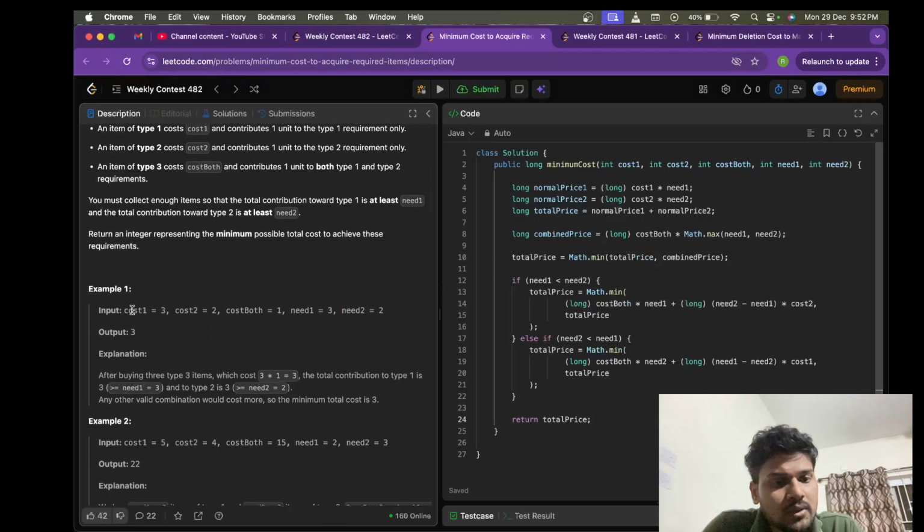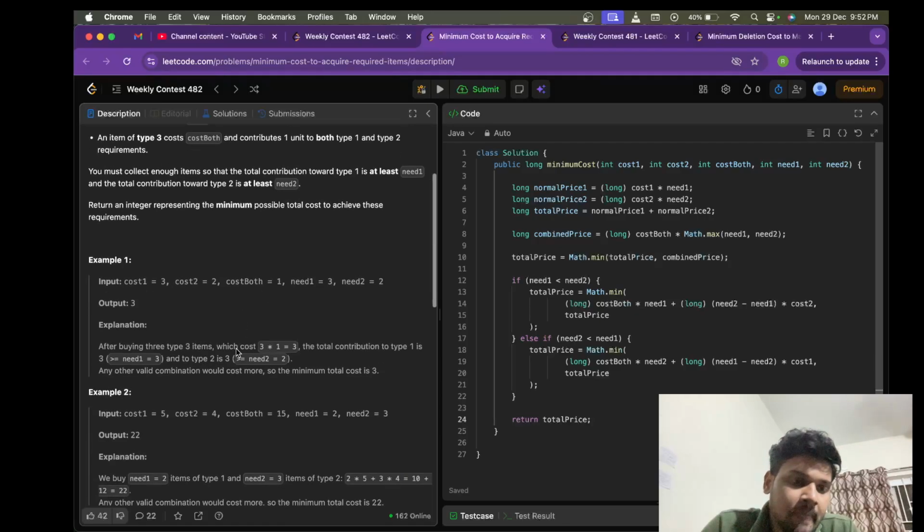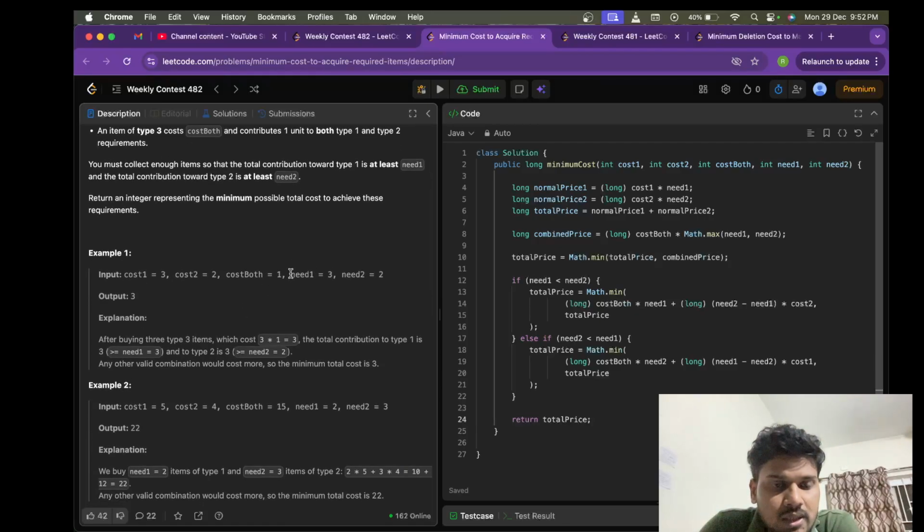Here we are given cost1 is 3 and cost2 is 2, and costBoth is 1. We are given a requirement of 3 for type 1, and a requirement of 2 for type 2 item. So suppose we have to achieve this particular thing. If we go with the individual approach, cost1 and cost2, it will cost us 3 3s are 9 and 2 2s are 4, so 9 plus 4 is 13, right?